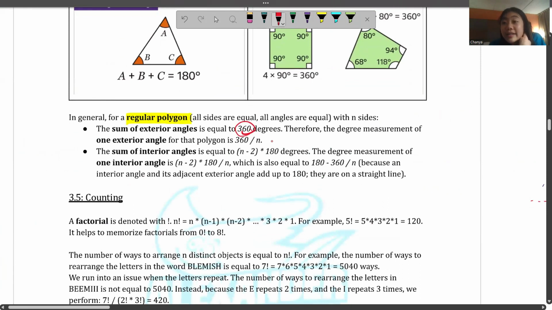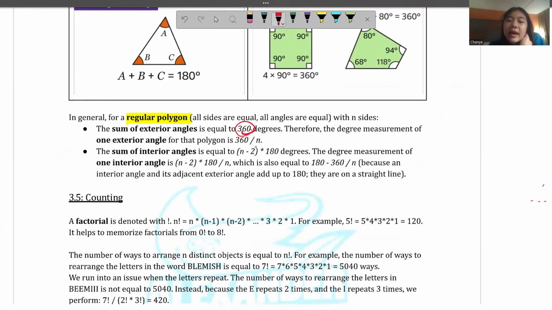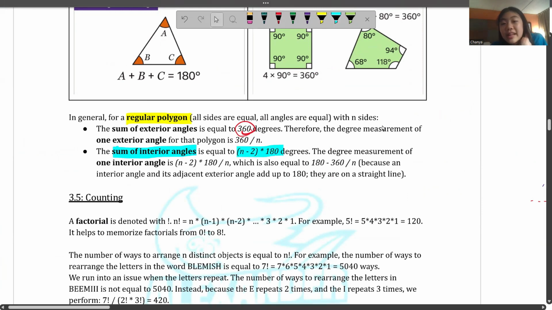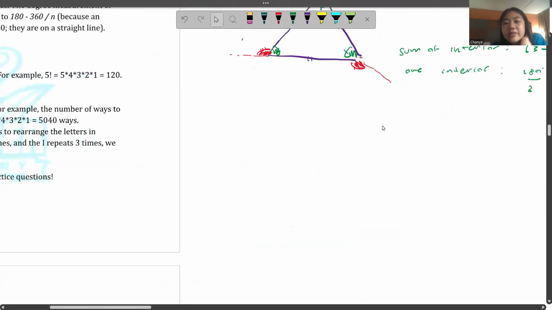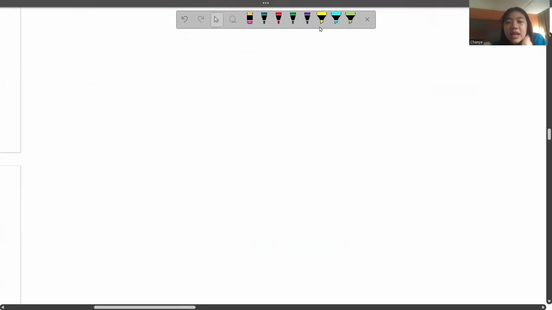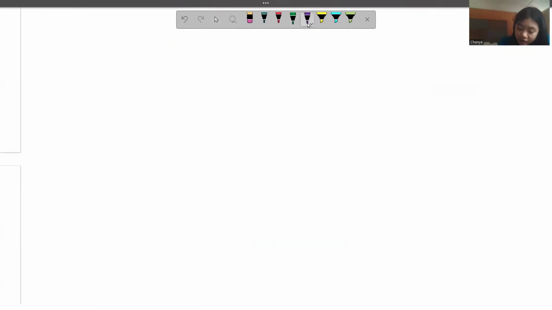But before I end this video, I would like to show you how you derive this formula for the sum of the interior angles, which is n minus 2 times 180. And I'm going to try to come up with it using a regular pentagon, for instance. So this is the pentagon in which all the sides are equal and all the angles have equal measure.